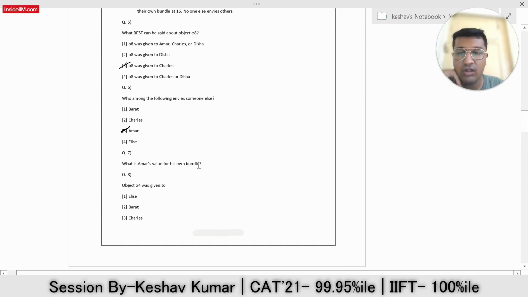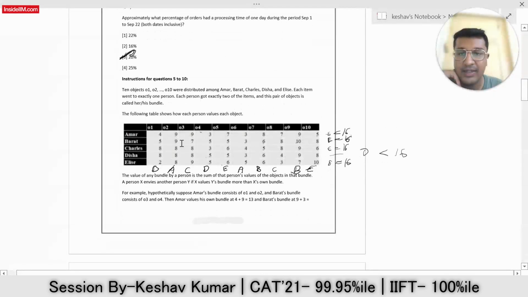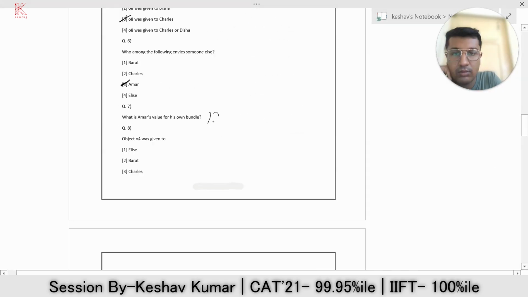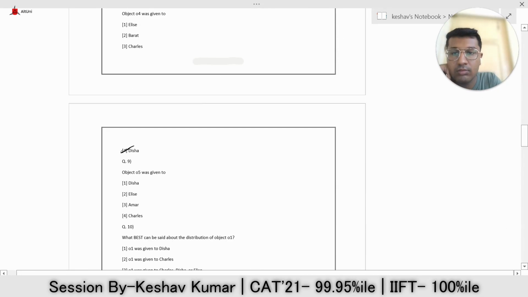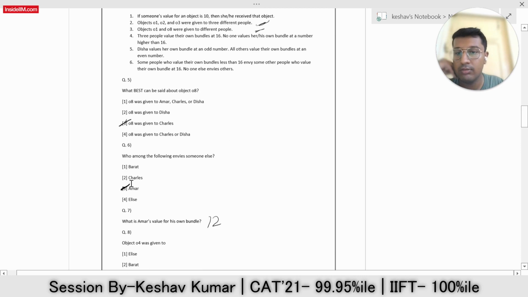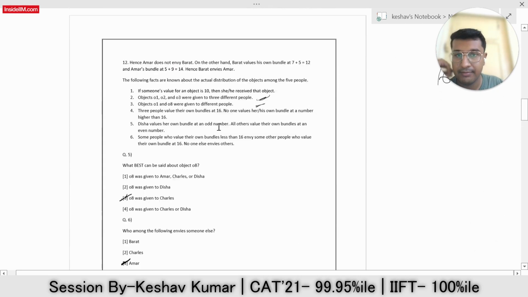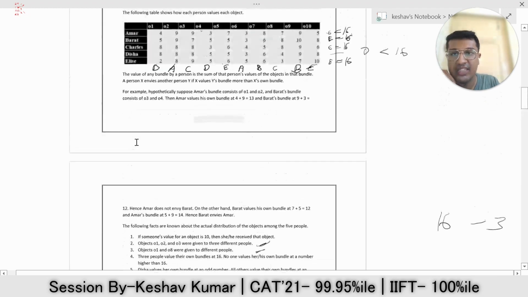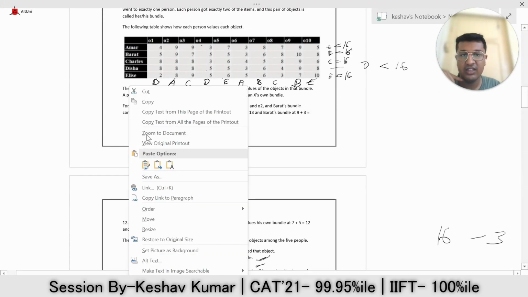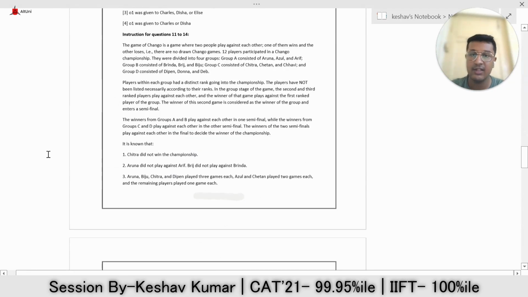What is Amar's value of his own bundle? Amar gets O2 and O6, which is 9 plus 3, 12. Object O4 was given to D. Object O5 was given to E. And what best can be said about the distribution of object O1? O1 was again given to D, Disha. Yes, here it's the case. Okay, so I am done with this question set as well.